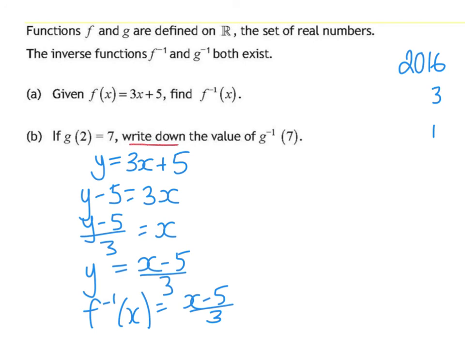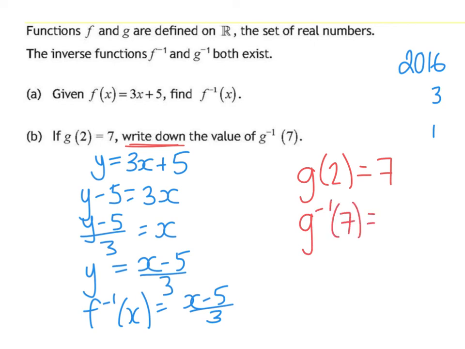Okay, so for part B, first thing is that if it ever says write down in maths, that means there's absolutely no working. And a lot of times if you do working, you won't get marks here. And in this case, if you did working, they were going to take marks off you here. So they've got that g of 2 equals 7. They want the inverse. So they want the inverse function of 7.